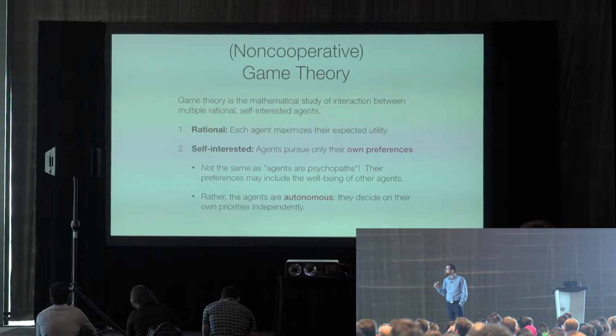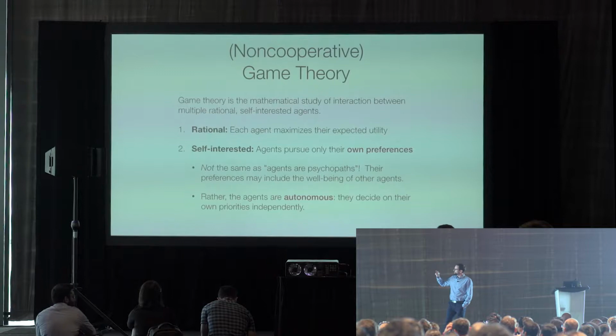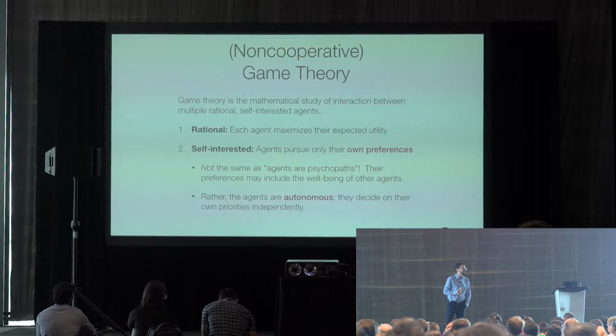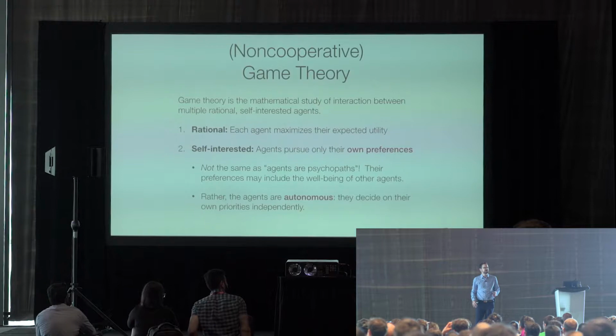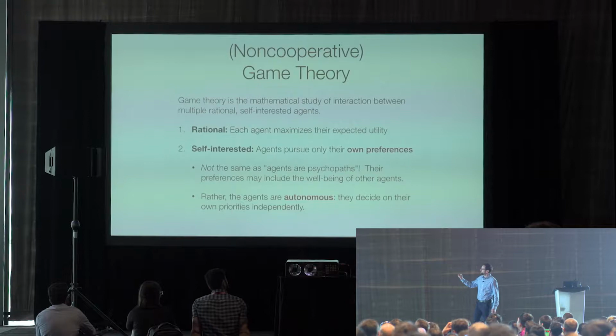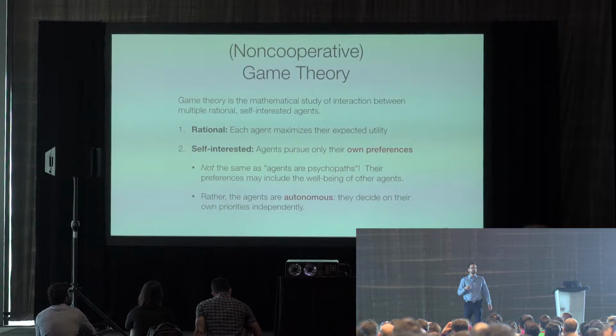I was calling this autonomous a minute ago, but I really want to point this out. The agents pursue only their own preferences. Everything that the agent does is based only on their own reward in this framework. If you wanted to make a straw man of game theory, you would say, well, all those agents are psychopaths, and what's that got to do with anything? That's not the reason game theory doesn't have much to do with anything. Because preferences can include the well-being of other agents. That's fine. My utility can include I want my children to be happy and I want everyone to smile at me when I walk down the street.